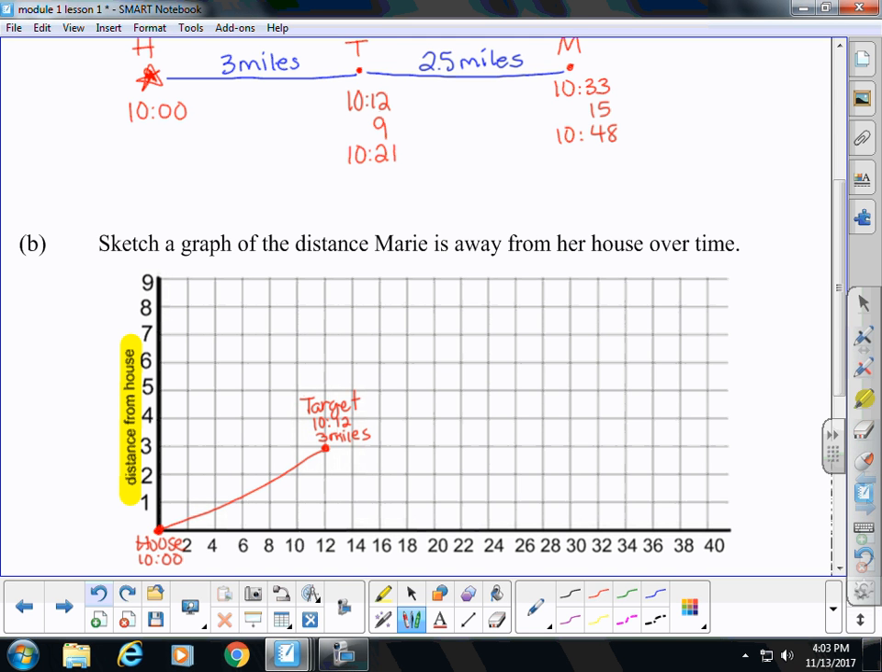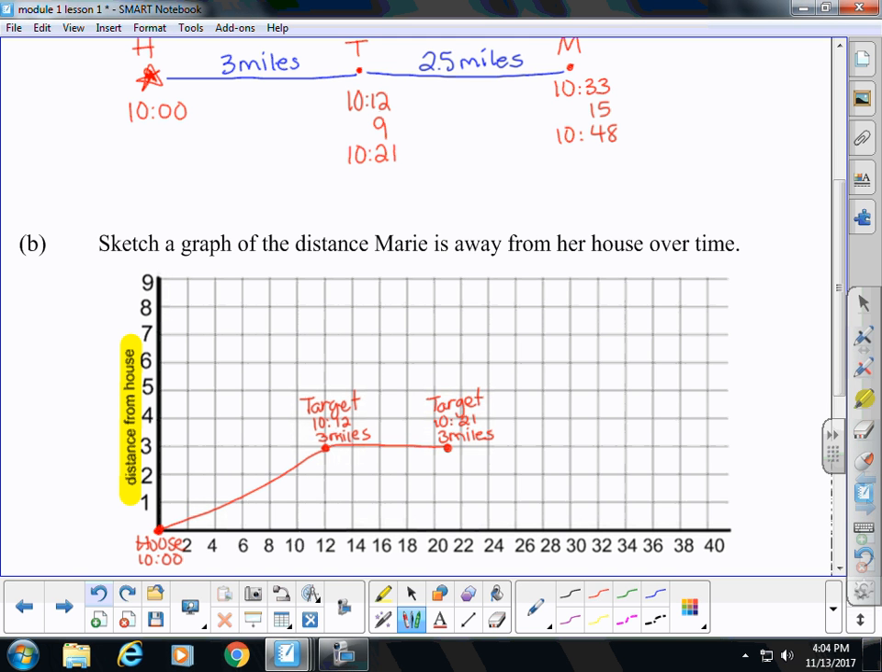Next, she's going to stay at Target, which means that the distance is not changing, but the time, remember, is always going forward. She's going to stay at Target until 10:21. So I'm going to go on the x-axis down to 21, and then still go up to 3, because she's still at Target, getting ready to leave. It's now 10:21, and she's still 3 miles away from her house. So that's a constant line.